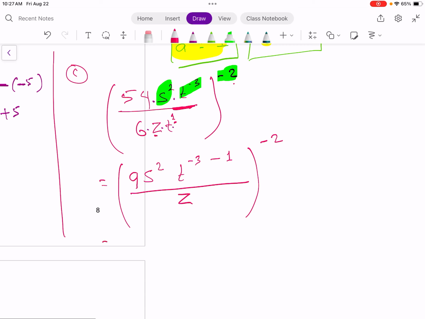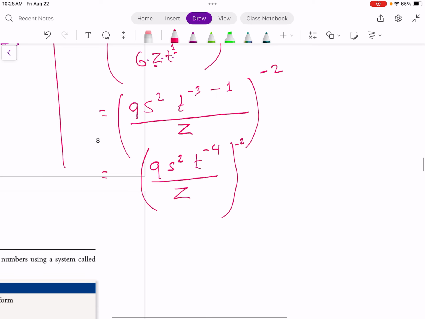Okay, the next, let's simplify inside the parenthesis. We have 9 s squared t to the power minus 3 minus 1, which is minus 4, divided by g, all to the power -2. Now there is nothing we can simplify more inside the parenthesis. So what do we do now? We distribute this -2 to each term. You are multiplying -2 and the exponent of each term.